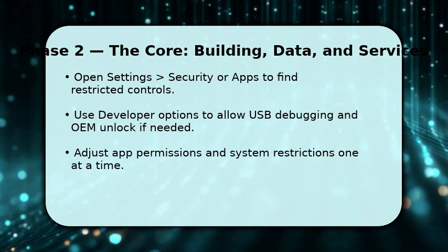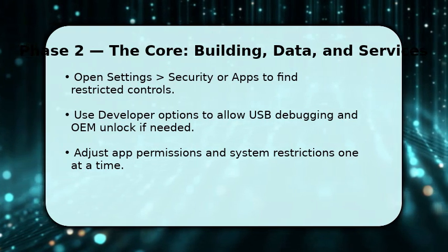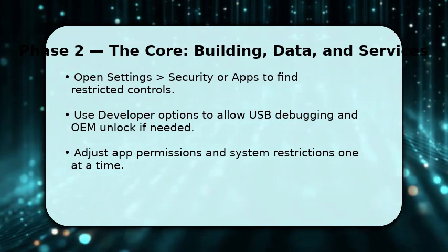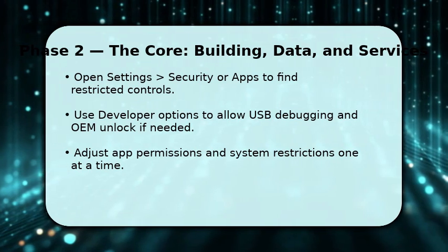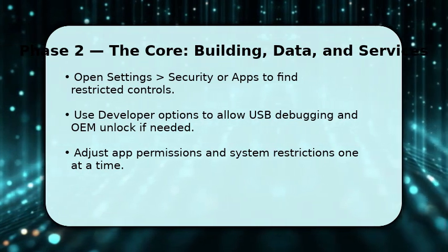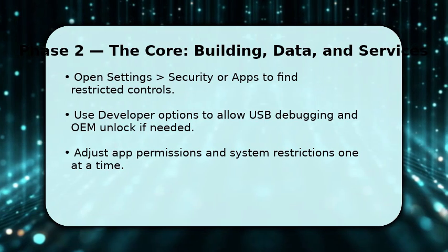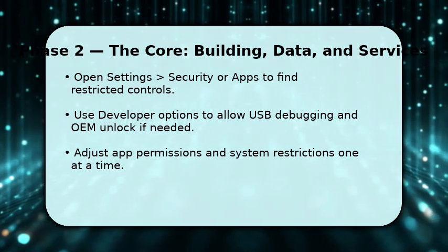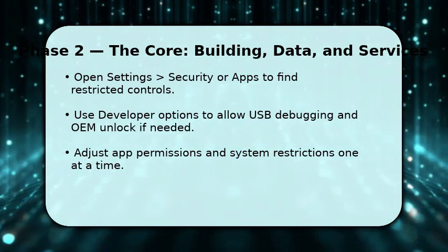Next, adjust app permissions and system restrictions one at a time so you can test impact. Disabling a policy app or revoking admin rights may require confirmation dialogues and device PIN entry. Keep notes of changes for reversal.